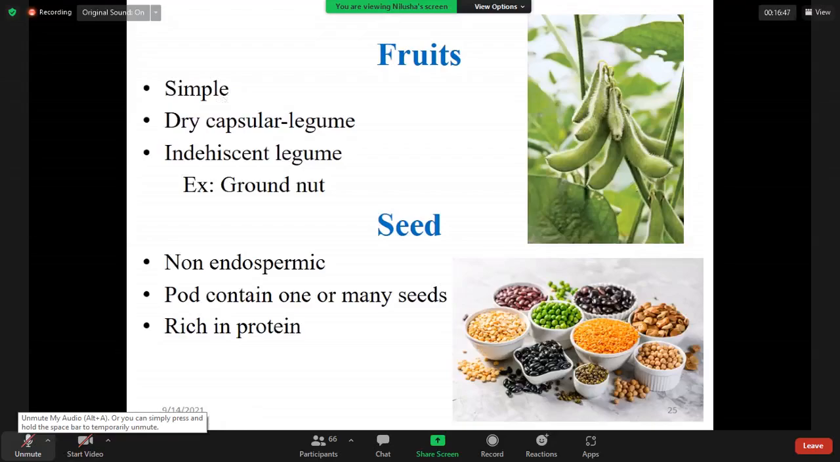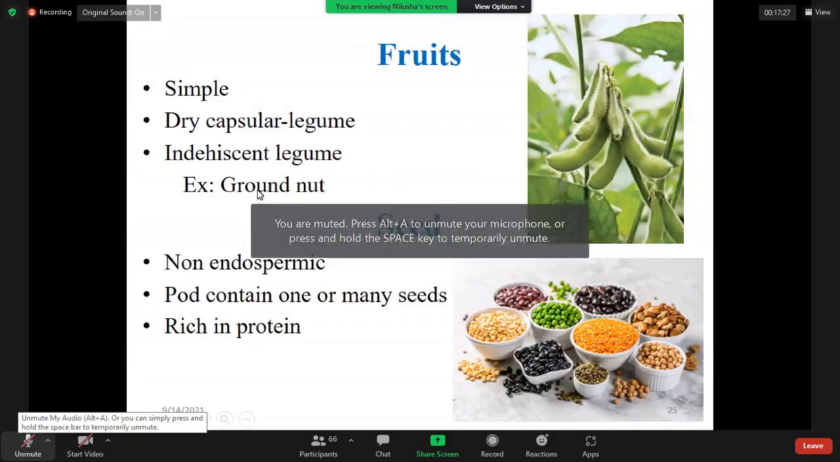Yes, ma'am. Next, these fruits are dry capsular. In case of legume, the fruits are dry capsular. That means in this picture you can see this capsule, after ripening or maturity, has become dry, so we call it dry capsular. I think you all know green gram, that means moong bean, and cowpea, like that.